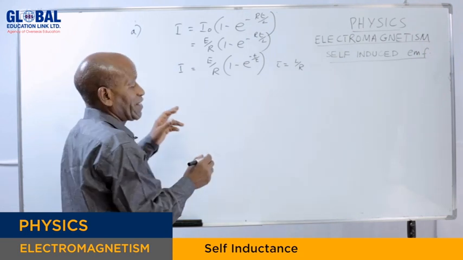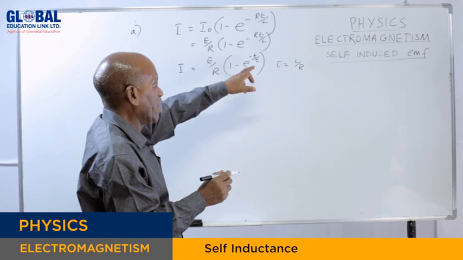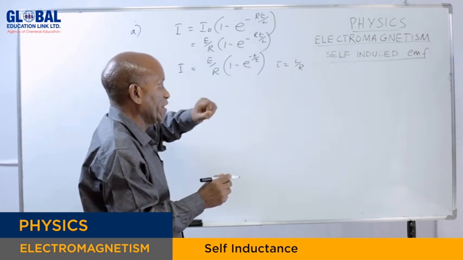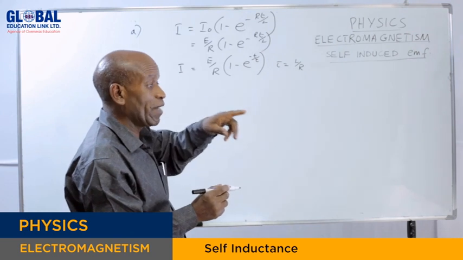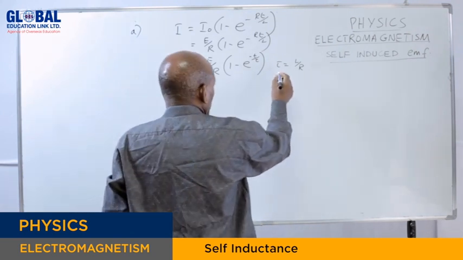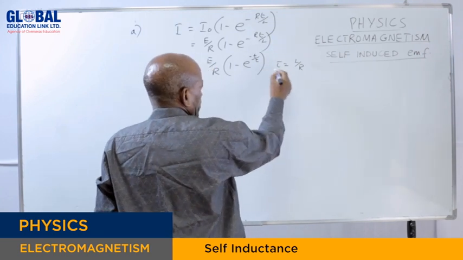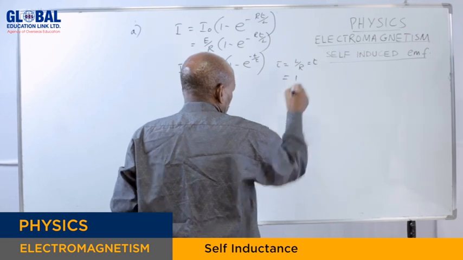So to determine the current I, we needed to know the values of E, the values of R, and the value for the inductive time constant. But the inductive time constant, we had been given that it is equal to one inductive time constant. So the whole of this should just be equal to the time t, which will just be equal to 1.